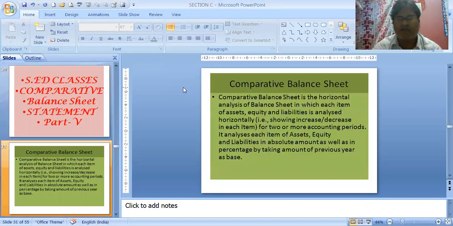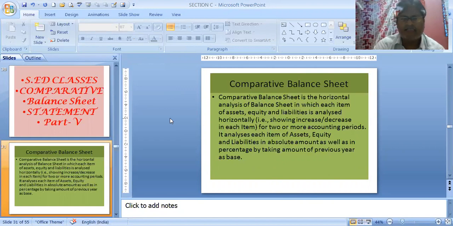First of all, we will understand what a comparative balance sheet is. A comparative balance sheet is the horizontal analysis of the balance sheet in which each item of assets, equity and liability is analyzed horizontally, that is, showing the increase or decrease in each item in the same parallel order. It analyzes each item of assets, equity and liability in absolute amount as well as in percentage, by taking the amount of the previous year as the base. The previous year is the base year over here.